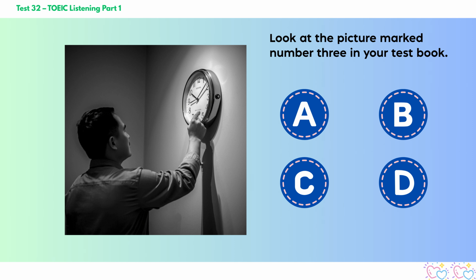Look at the picture marked number 3 in your textbook. A. The man is changing a light bulb. B. The man is adjusting a shelf. C. The man is checking the wall clock. D. Tools are placed on the floor.